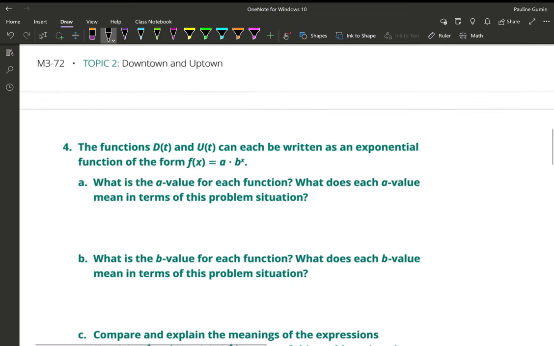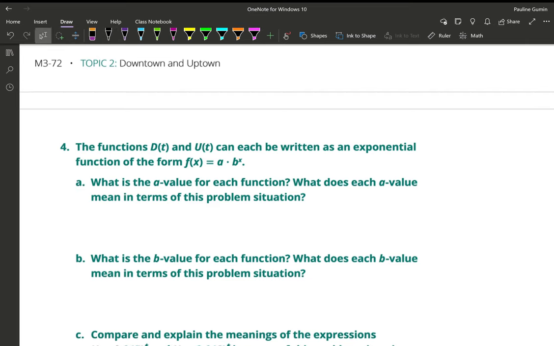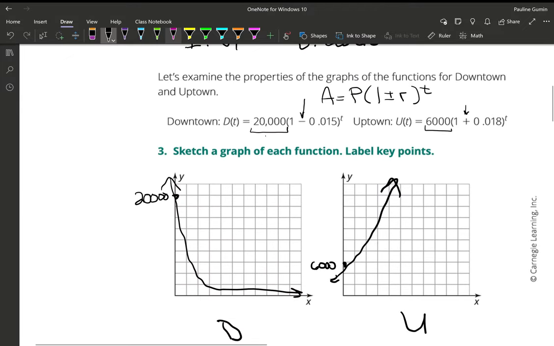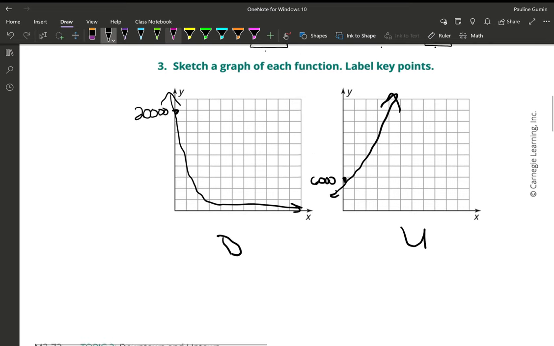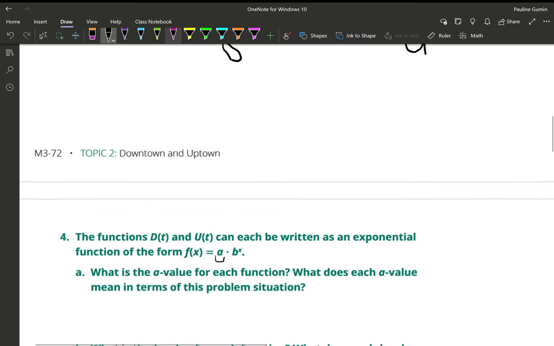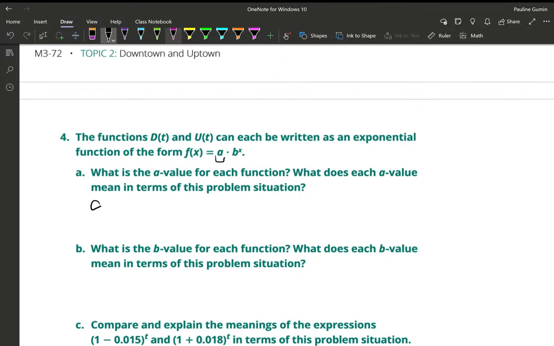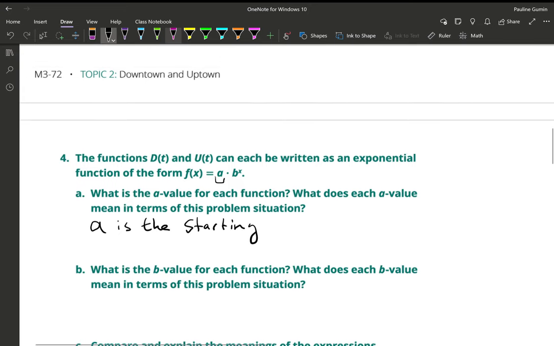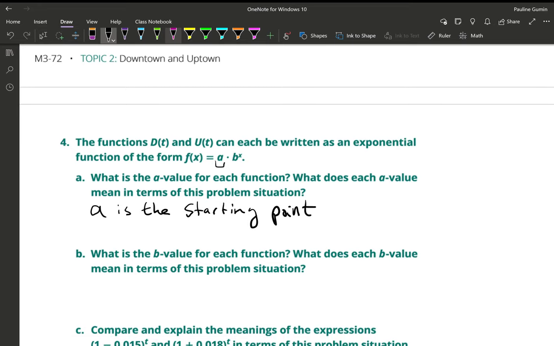All right, number 4. What is the a value of each function? Now, the a value is this first term. If we take a look at number 3, we started with 20,000. That's the population of downtown. 6,000. That's the population of uptown. Notice that those are also y-intercepts. So, a is the starting point. In this case, it's our population. And it's the y-intercept.